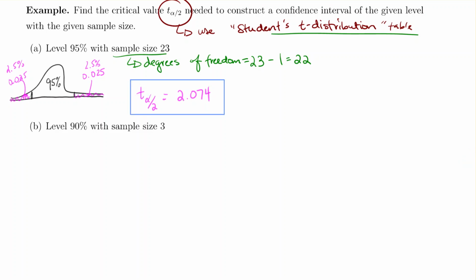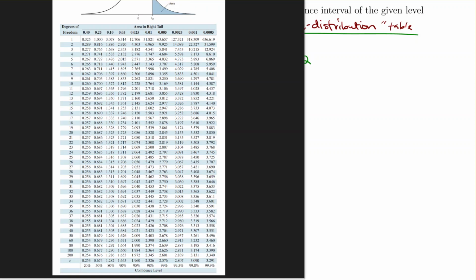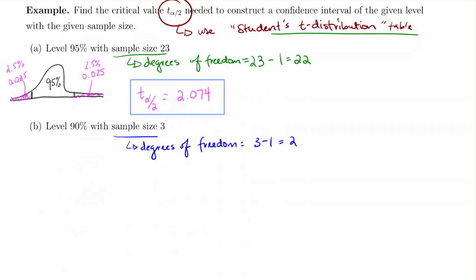Okay, let's go to the next one. We'll repeat this process. Now we've got a 90% with a sample size 3. So here I know my degrees of freedom. 1 less than the sample size, so that's 3 minus 1. That would be 2. Okay, we bring up our chart. Now here we're looking at 90%, which is this column. Degrees of freedom 2, and we see that value is 2.920. And using this method, we've now found our critical value for this confidence interval.